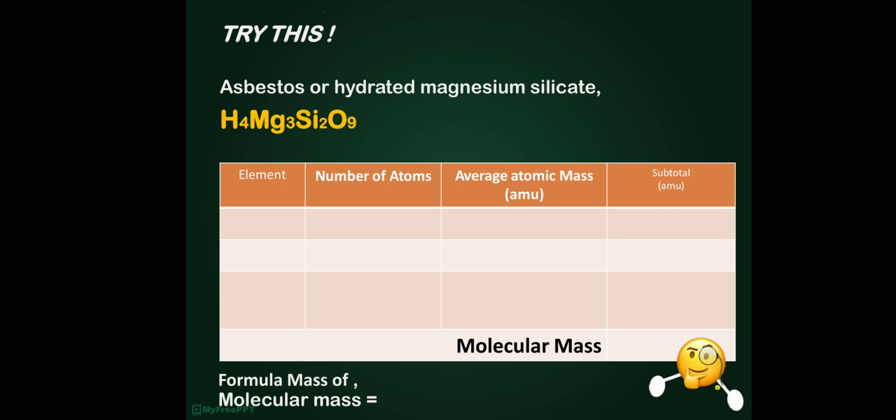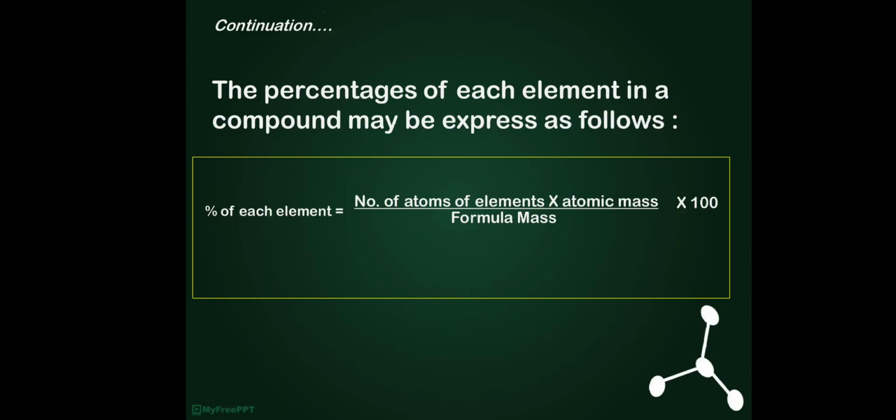So for the try this, it is asbestos or hydrated magnesium silicate. So just try this one. Just try to get the formula mass and molecular mass of this compound, okay? So let's move.